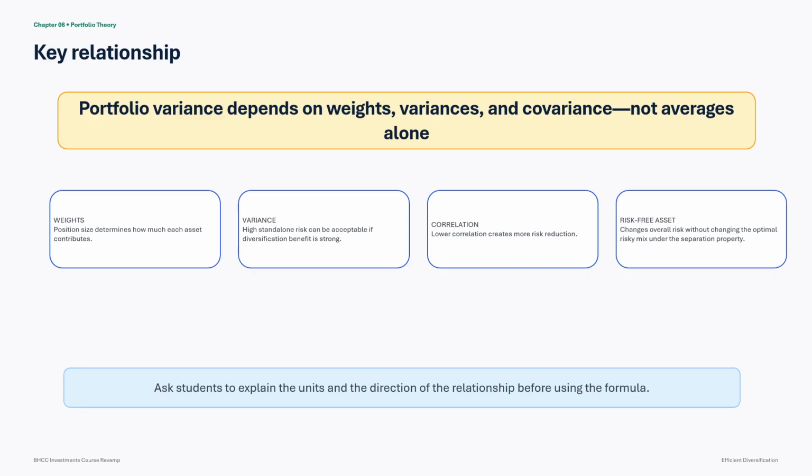Before using the formula, explain the direction. Higher weights increase contribution. Higher volatility increases risk.